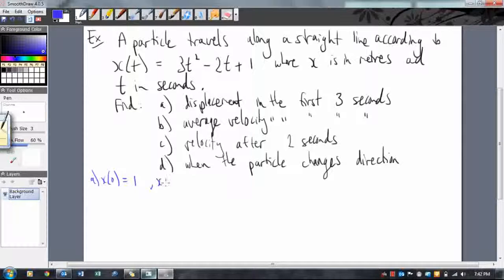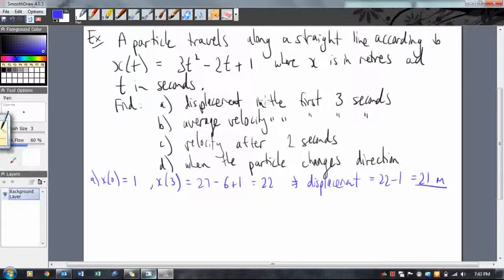Also x, its position after 3 seconds, is equal to 3 times 3 squared, so that's 27, minus 2 times 3, minus 6, plus 1, equals 22. So it started at 1, it finished at 22, therefore its displacement is equal to 22 minus 1 equals 21 meters. And so that's your answer.